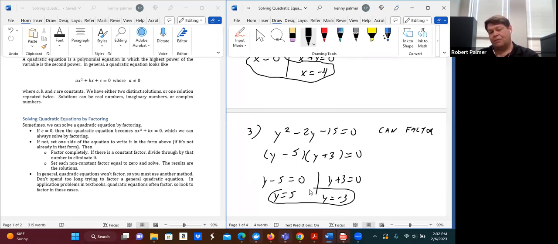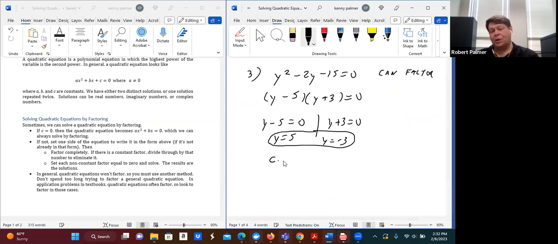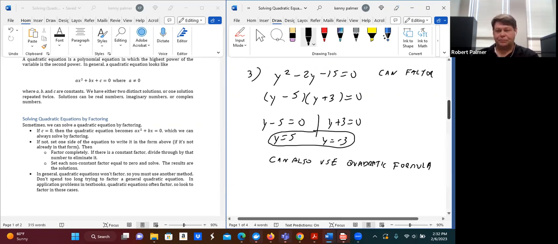Now, once again, if you didn't see that, or don't know how to factor it, or have trouble factoring, you can also use the quadratic formula. Factoring is also a choice.